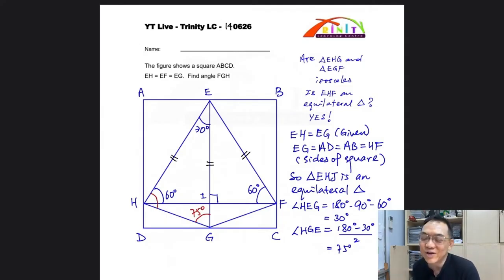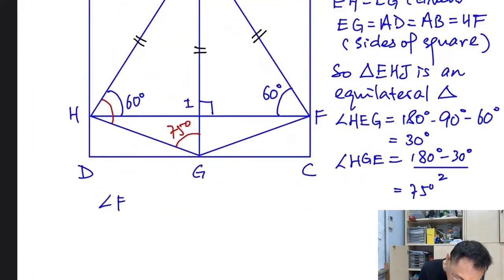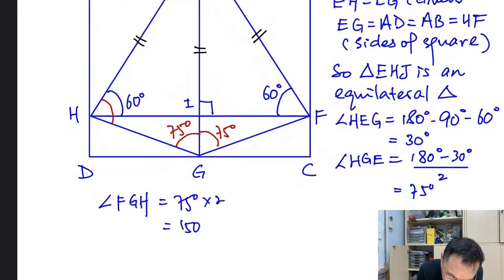Okay, very good. Well done. Okay, all of you, give yourself a big round of applause for getting it. This is the answer for this question. So angle FGH, which is what they are asking you, is made up of two 75s because these two triangles are identical. And so the answer is 75 degrees times 2, giving you 150 degrees.